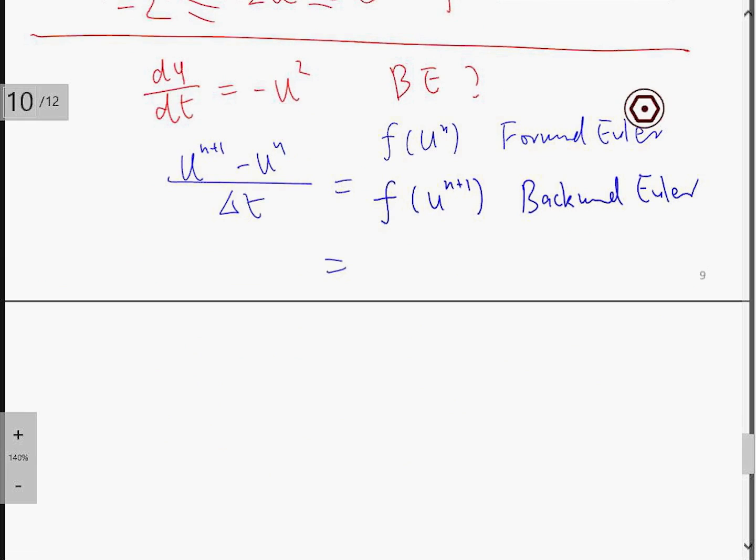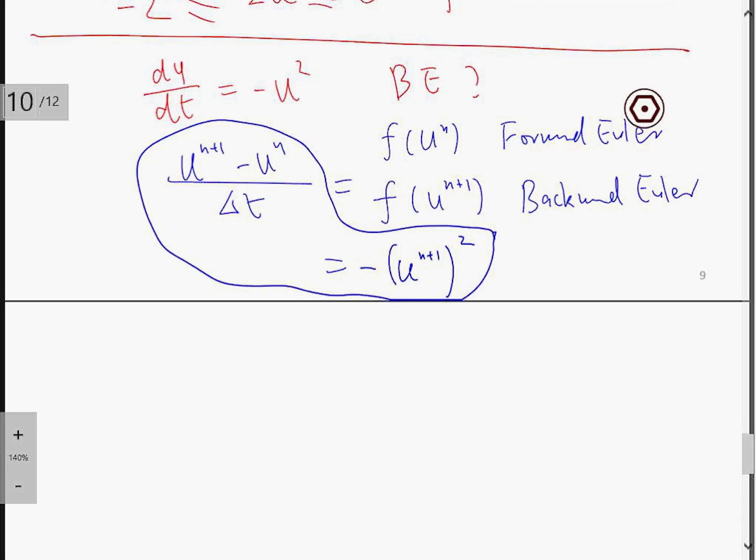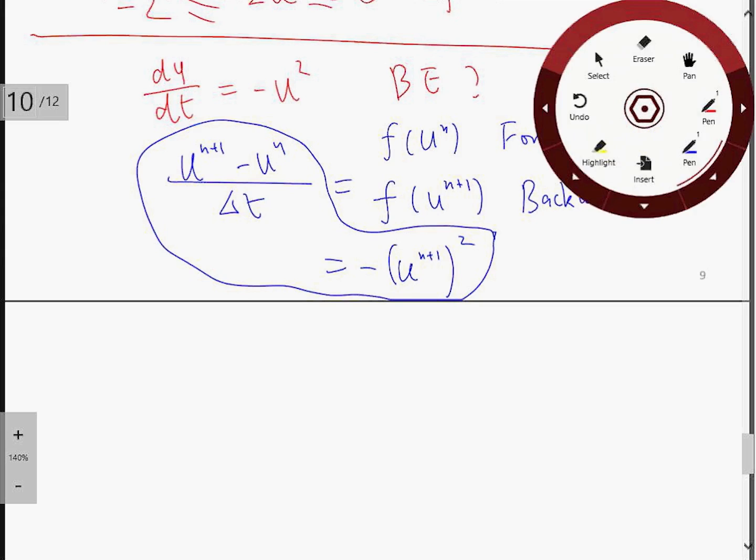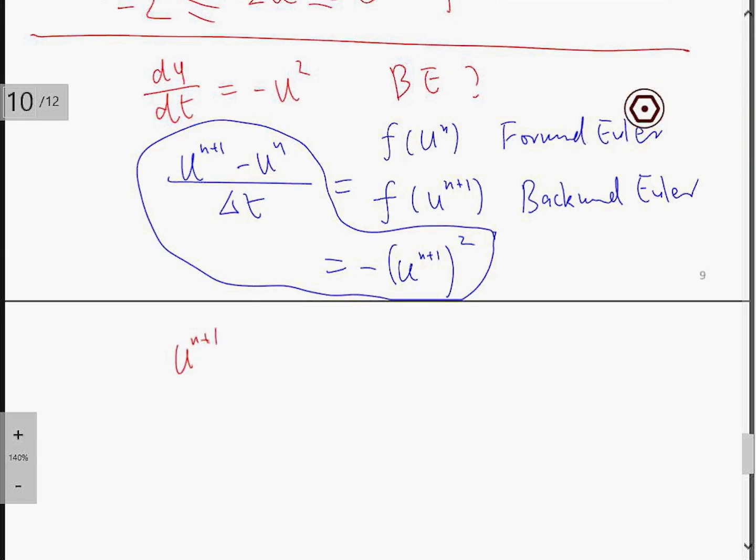And in this particular case, I'm going to get minus u^(n+1) squared. I'm going to get an equation that looks like this. How do I solve that equation? If I get any answer that is good, I'm going to end this class. Okay, u^n is known. I'm at the nth time step, so u^n is known. Let me put the unknown, u^(n+1), in red, and the known in blue.